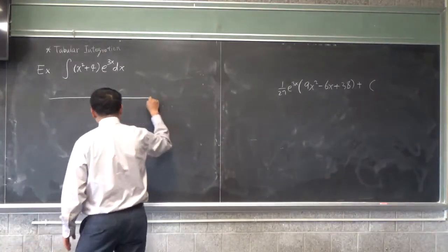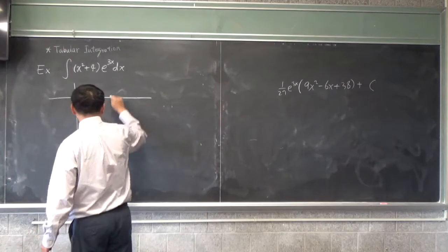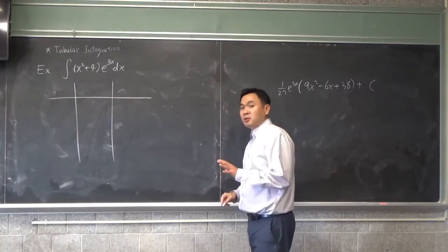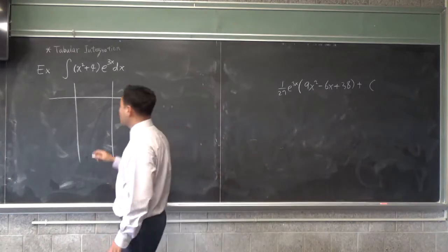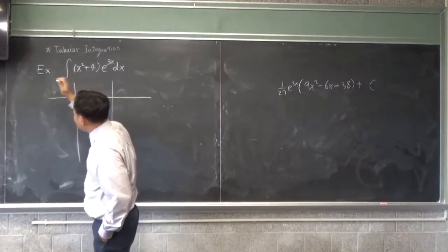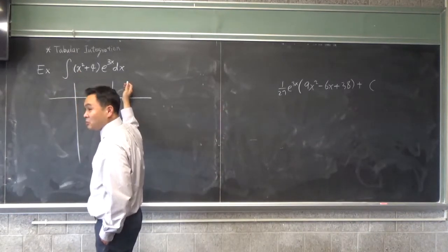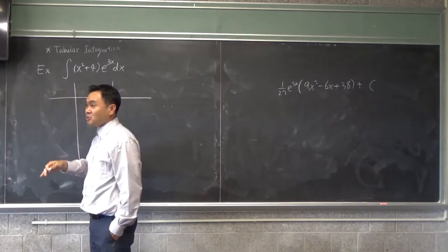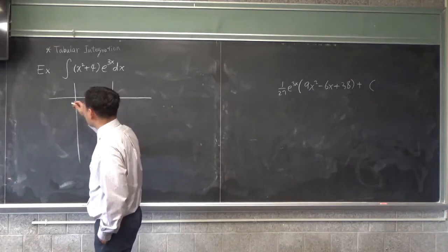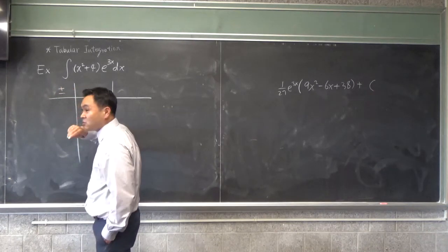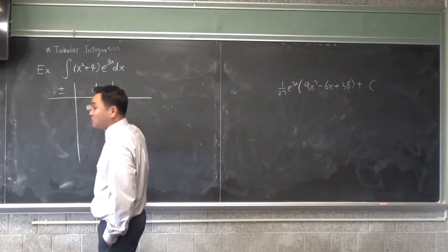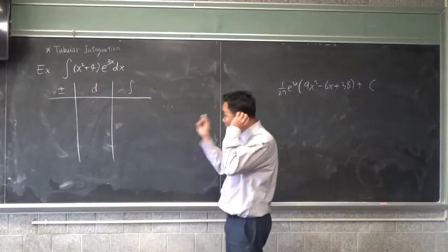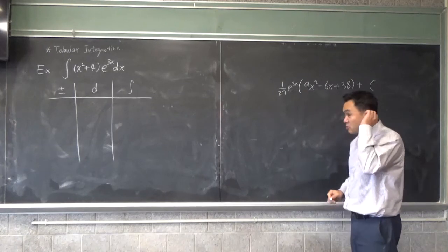Tabular just means using a table. You always want to name the columns in the correct way, because if you switch the order, then it doesn't work. You have to always remember that the first column is the plus minus, the second column is the derivative, and the third column is the integral. So always write that in that order. Never mix them up.